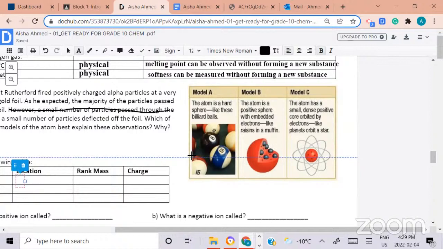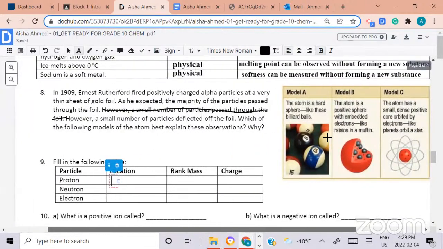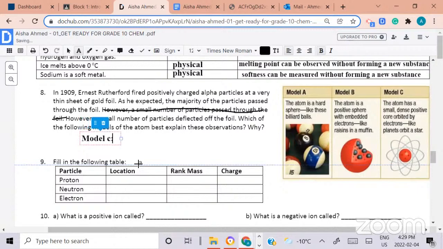So you think it is? I think it's B or C. Okay, so it's not B because he basically proved when the small number of particles deflected, that proved that there's something in the middle, a dense positive core that actually hit and caused those particles to deflect, right? So it's actually model C. Okay, so if you understood, try to explain it. So right, the best model is model C because, and try to explain what I just said to you.